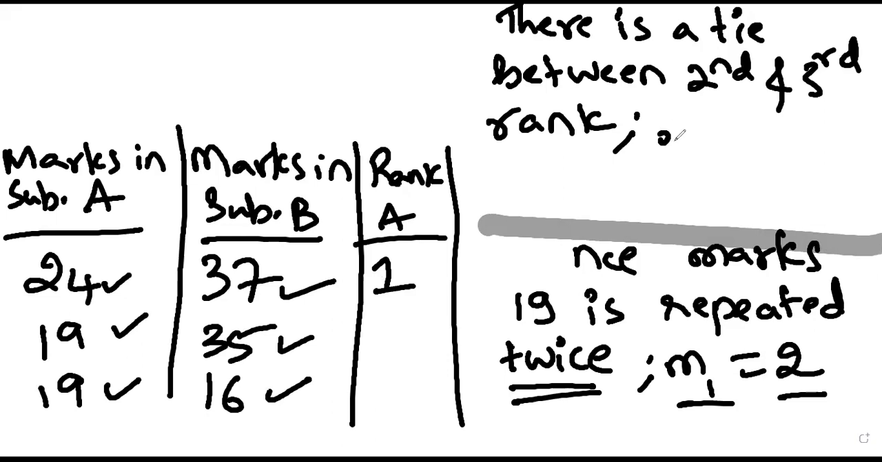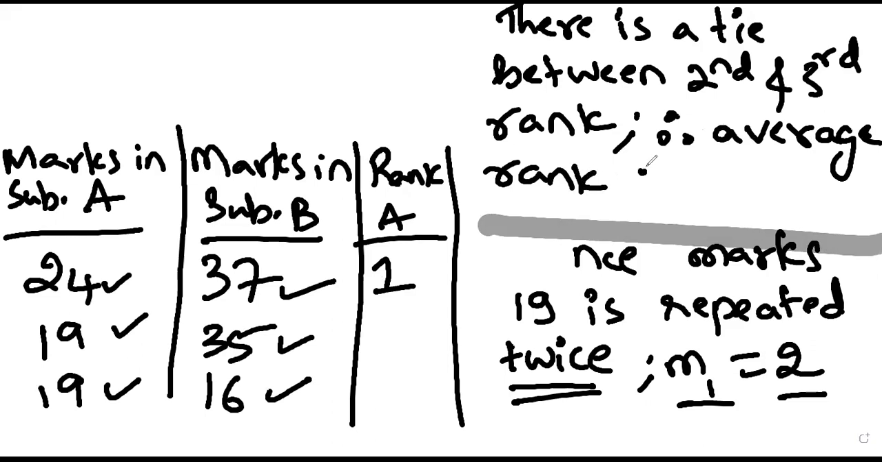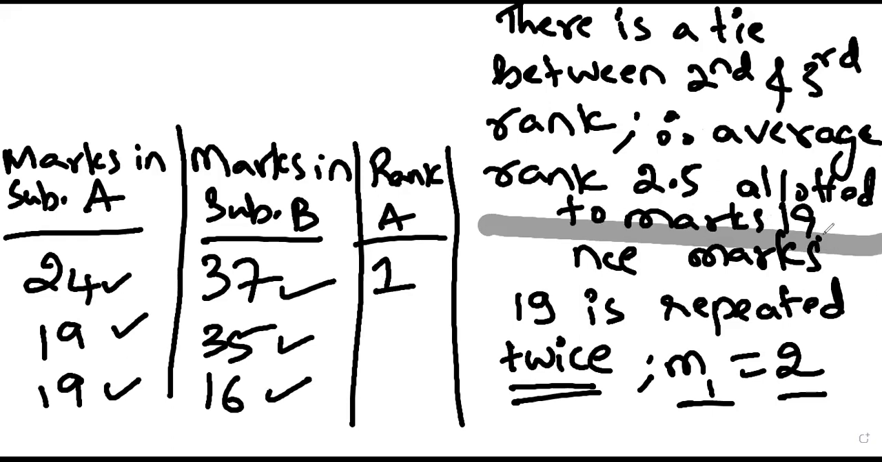Therefore, average rank 2.5 is allotted to marks 8. Okay. Is it fine? So first thing is that M1 will be equal to 2. Why? Because marks 19 is repeated twice. That is the reason M1 is equal to 2. Next thing is that 2.5 is allotted to both of these values. That is the reason this is 2.5 and this is 2.5. The rest of the steps are the same.